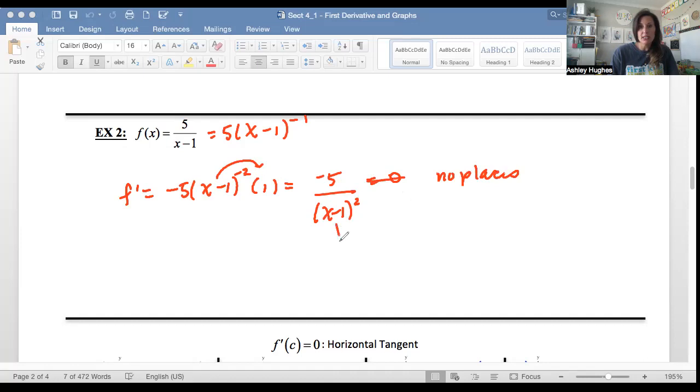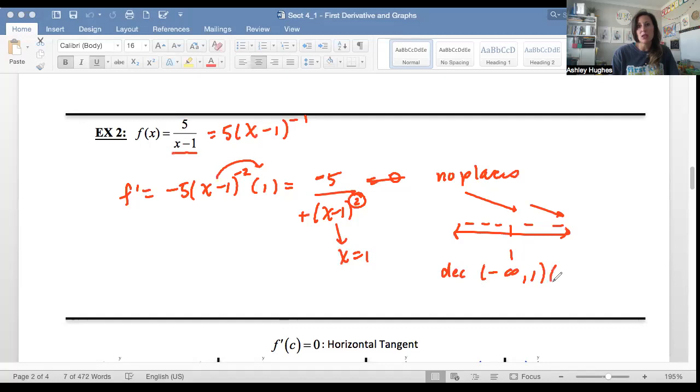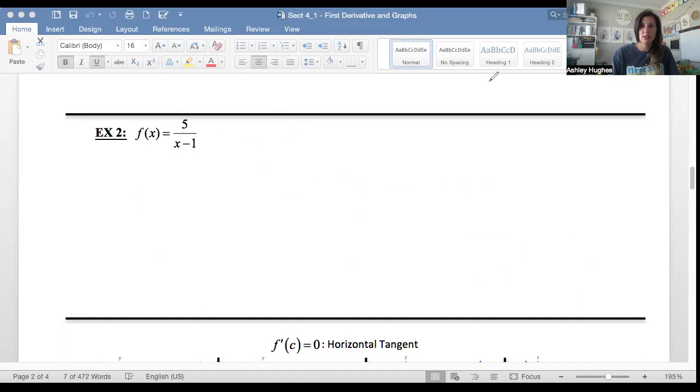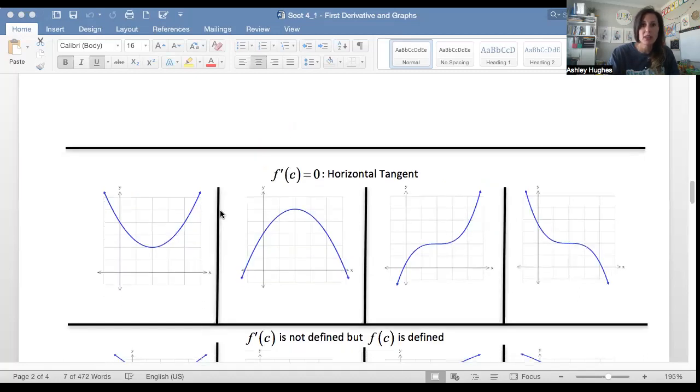The other one is where it doesn't exist. That's where the bottom equals 0. So if I plug in things on either side of this, it's a little unique because if I plug in anything, this bottom is always going to be squared. So it's always going to be positive. And this top is always negative. So this function's derivative is actually always negative, which means the function is always decreasing. And for this, it's not defined at 1. There's an asymptote there. So the function is decreasing on its domain, which is negative infinity to 1 and 1 to infinity. So that is that function. So it doesn't have a max or min.